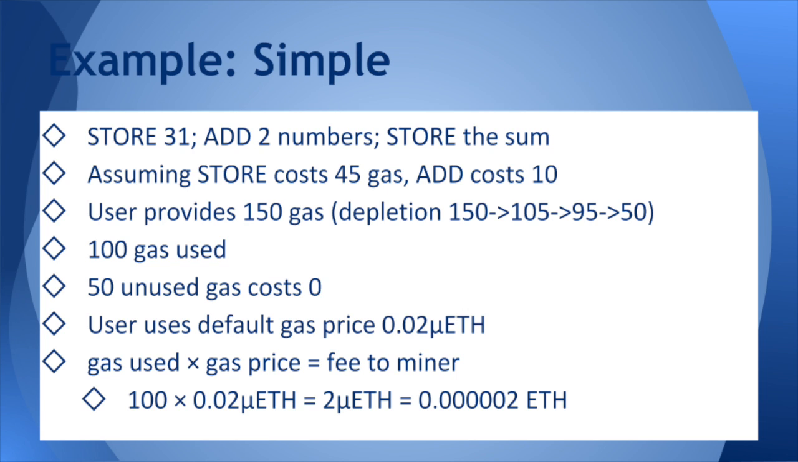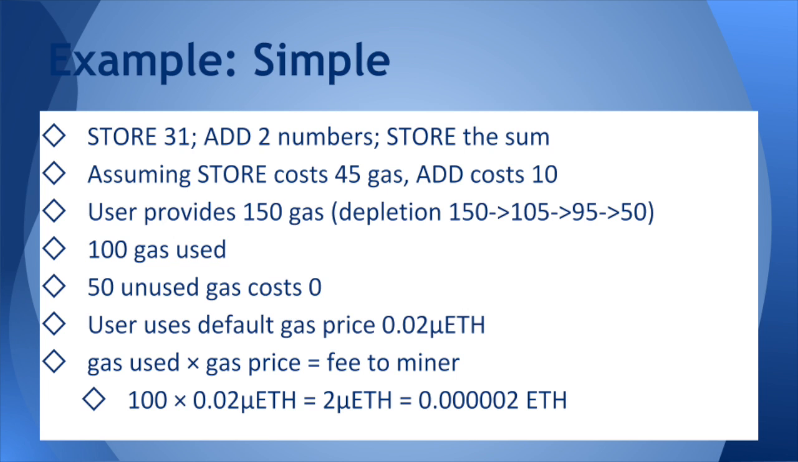So you're a user or developer, and you provide 150 gas. This is depleted in the following order. You start off at 150. Now you store the number 31. The EVM stores the number 31. So now there's only 105 gas left. It then adds the 2 numbers. So there's 95 gas left. And then it stores the sum of those numbers, and there's 50 gas left. So in total, there's 100 gas used, and there's 50 unused gas, which will cost the user 0.